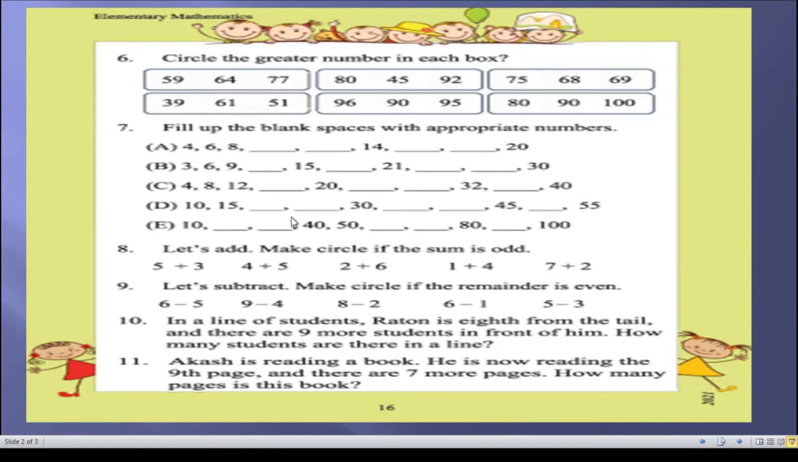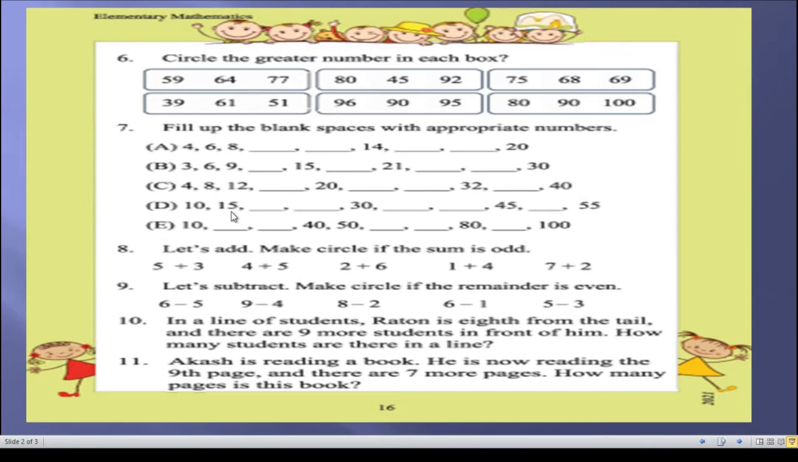Here we can see that the first number is 10, the second number is 15. So if we subtract 15 minus 10, what will be the answer? 15 minus 10 is equal to 5. So when we add 5 to the first number, we can easily find the second number. So 10 plus 5 is equal to what? 10 plus 5 is equal to 15, and that is why you are seeing these 15 here.